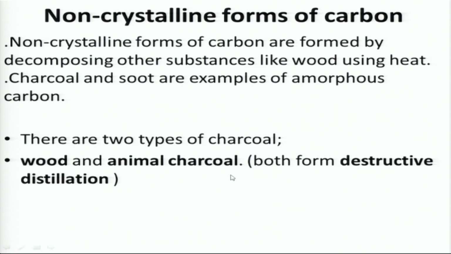You know soot? When you light a candle, there are black things that gather. Those are soot. All right? So these are two. Under this, we are starting by looking at charcoal. There are two types of charcoal: the wood charcoal and the animal charcoal. Both are formed as a result of what we call destructive distillation.